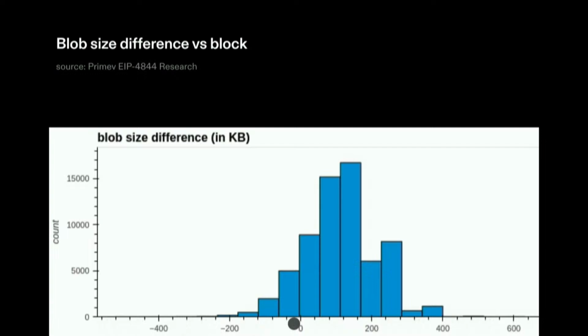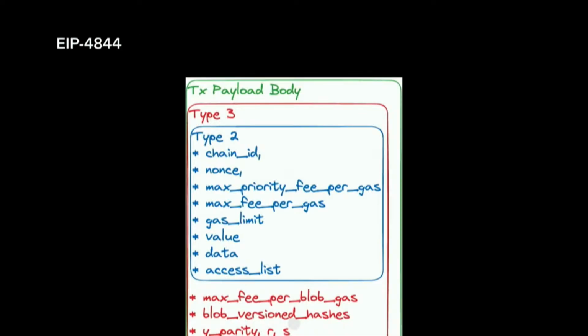This is a similar chart. It shows you what the size difference of a block is with or without blobs. And as you can see, many blocks have lots and lots of blobs, and they add a tremendous amount of size in kilobytes to the block. And this slows it down for propagating across the network.